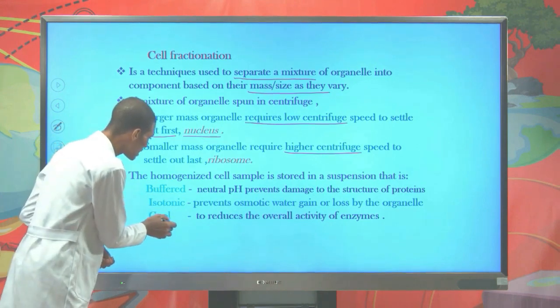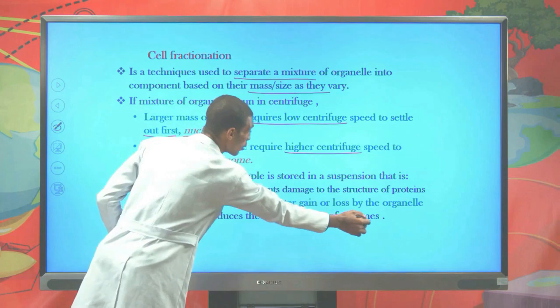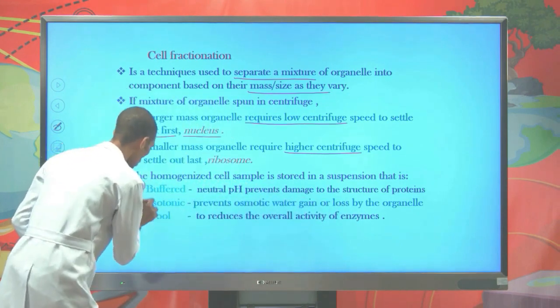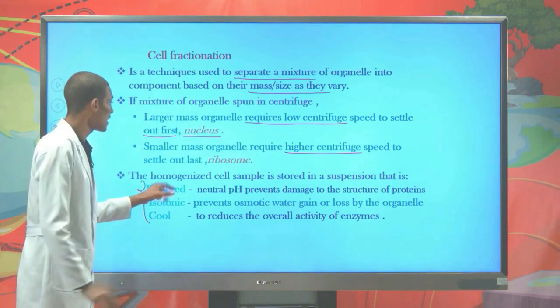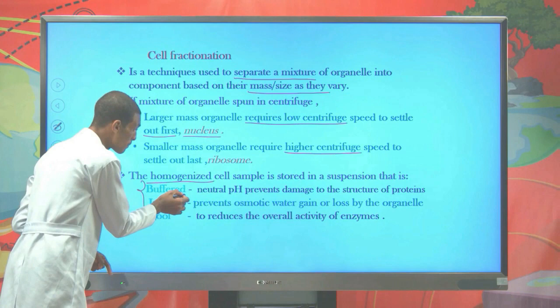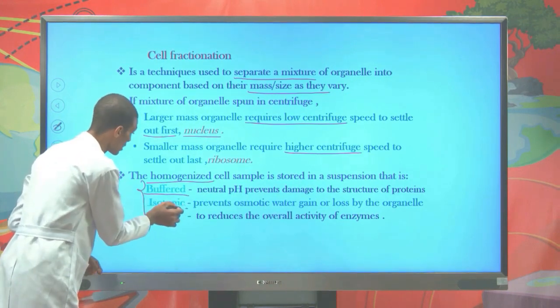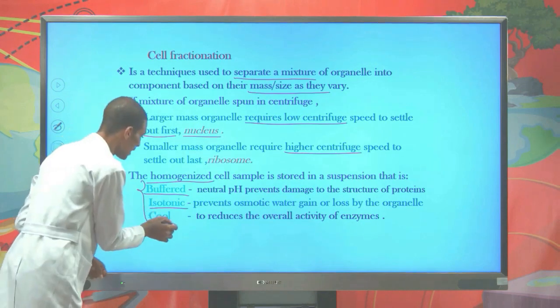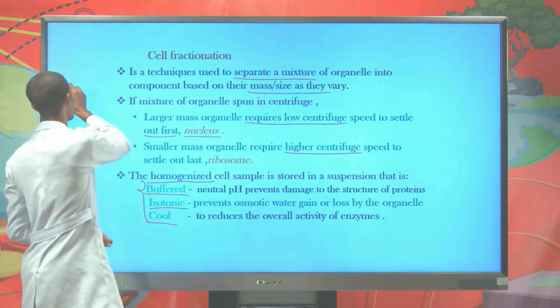Additionally, it must be cool. When we say cool, it reduces the overall enzyme activity of the cell. For carrying out the technique, the sample must be maintained in a homogenized manner. The homogenized mixture must be maintained buffered with its pH, isotonic, and in a cool environment. Well done, students.